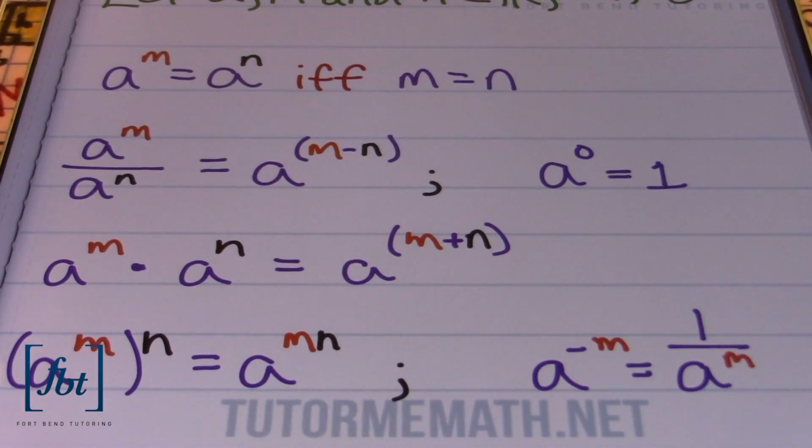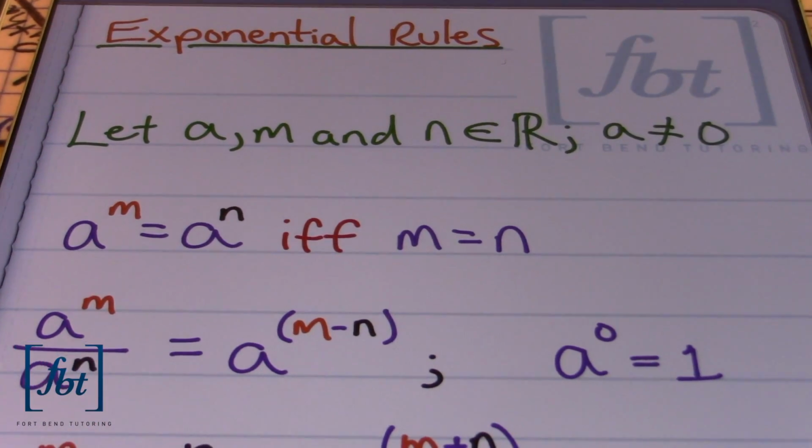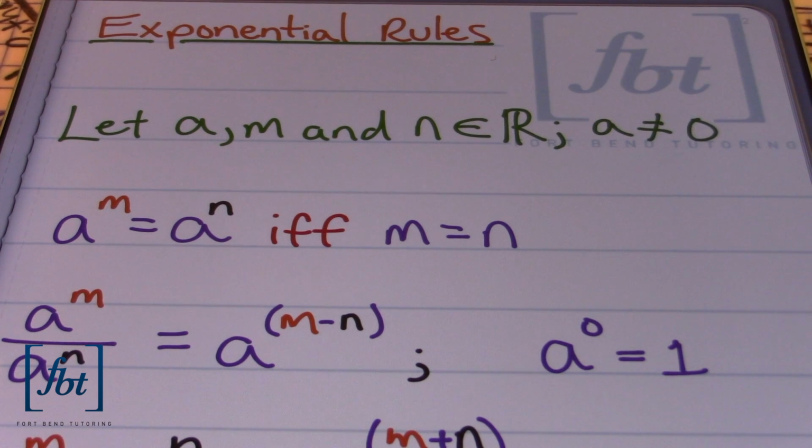What I have prepared for you before we begin is just a recap on some of the exponential rules. Go ahead and absorb this, take this in. So for instance, if we let a, m, and n be members of the real number set and a cannot equal 0, then these rules will apply.